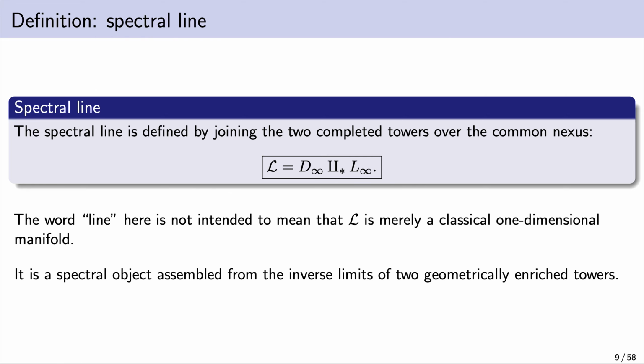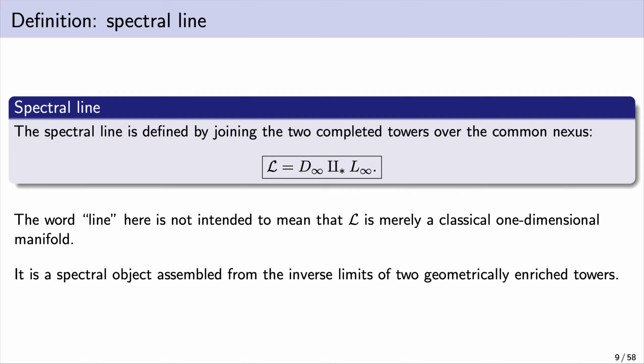So, the definition of the spectral line. The spectral line is defined by joining the two completed towers over the common nexus. So we get the boxed equation: the spectral line L equals the pushout over the nexus onto dark D infinity and L infinity.